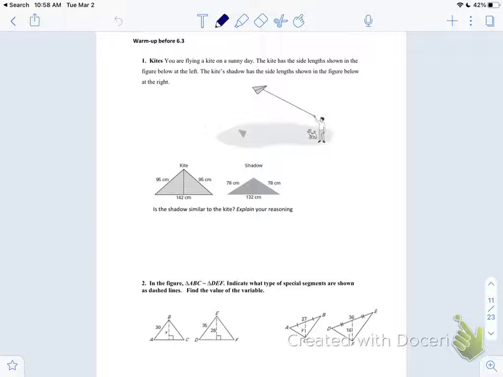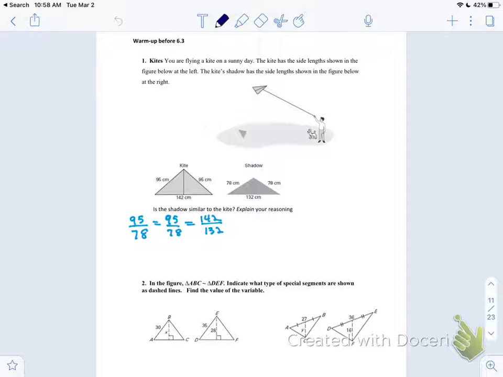Clearly, 96 is to 78. Here's another pair, but then look at this pair. Let me just check. Oh, I'm so sorry. These should be 95s. Let me quickly fix that. So this is 95, this is 95. Then the last one is 142 is to 132.